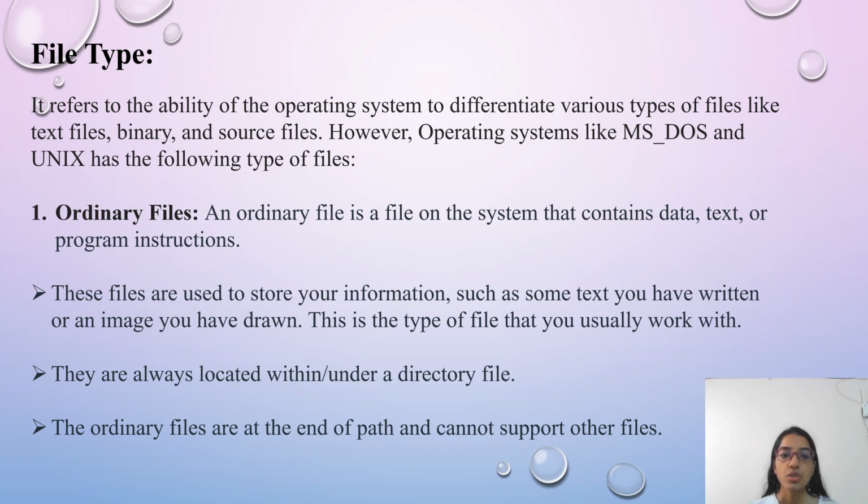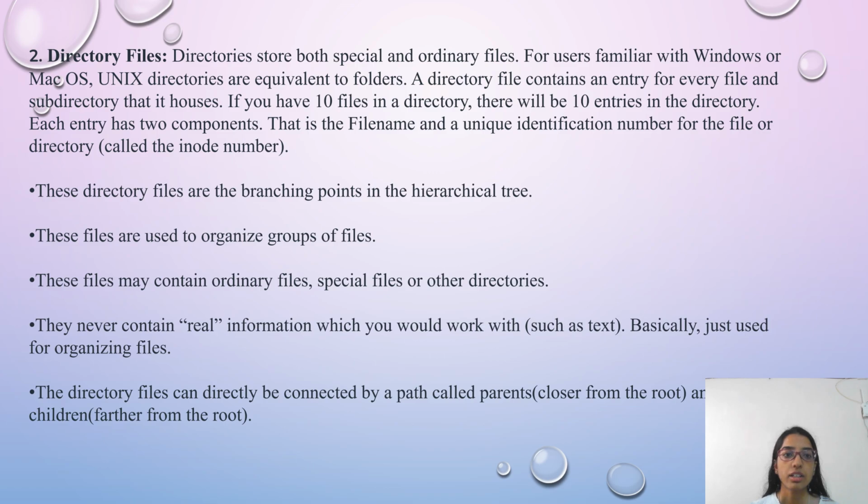These files are used to store your information, such as some text you have written or an image you have drawn. This is the type of file that you usually work with. They are also located within or under a directory file. The ordinary files are at the end of the path and cannot support other files.